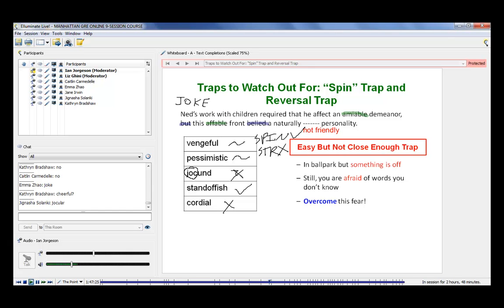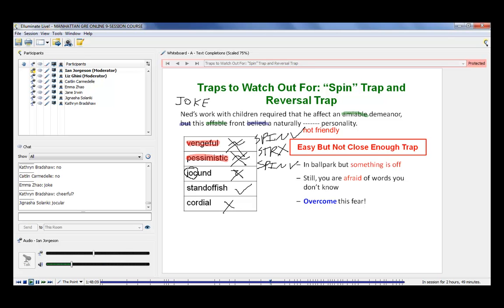And then pessimistic's another example where the spin is correct, right? The spin is good, but it doesn't really have anything to do with amiable and affable. So these end up being incorrect. And these end up being good examples of spin traps, where the spin is the correct answer, the correct direction, positive versus negative, but it just doesn't quite work given the meanings of the rest of the sentence. Remember, knowing that we need the opposite of affable and amiable means we need a negative word, and that's a good starting point, but that's not going to get us the final answer.